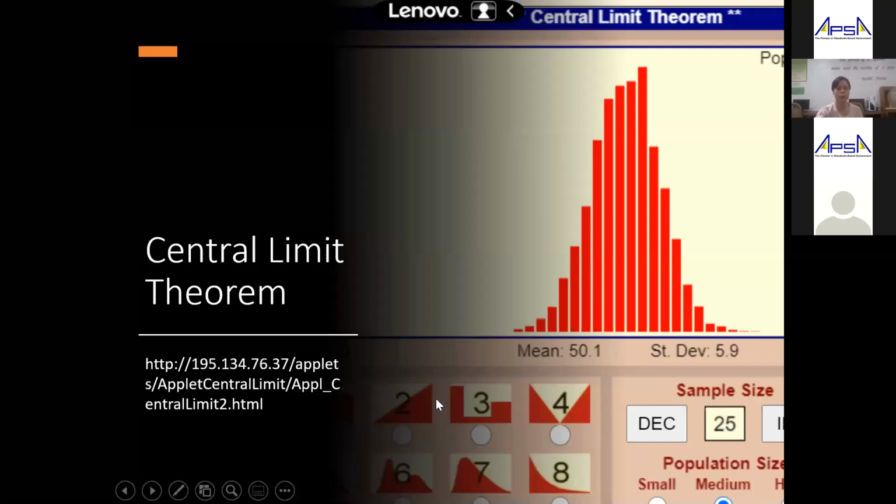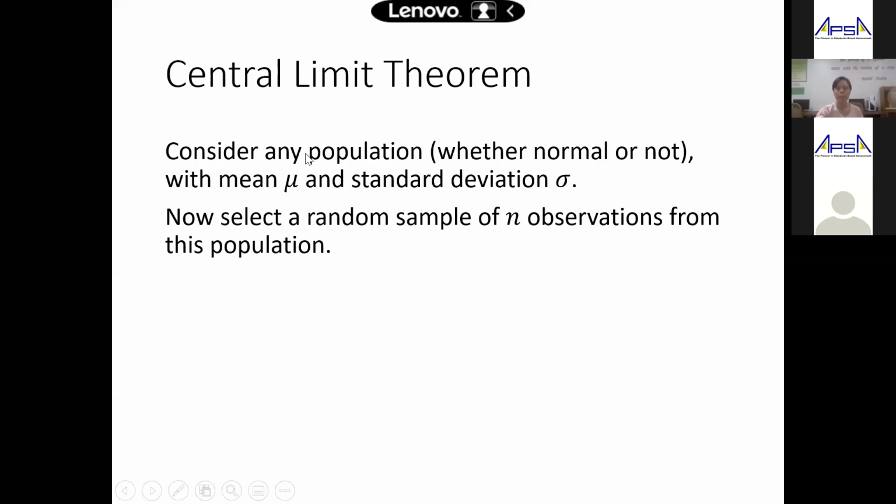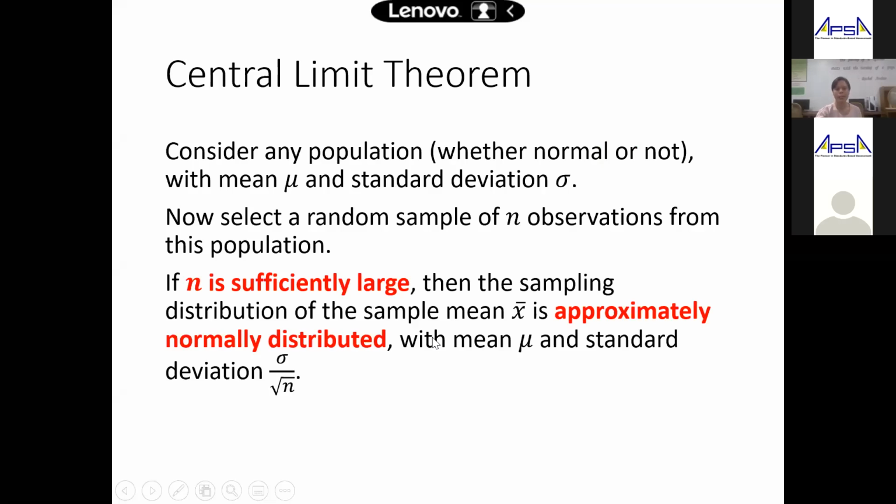Okay, you can explore on your own. So what did I just show you earlier? Okay, any population, whether normal or not, diba nakita nyo whether kahit yung pantay lang yung uniform, yan. If you select n observations from this population, yung sample mean niya, medyo nagkukumpul-kumpul lang din. Okay? If n is sufficiently large, then the sampling distribution is approximately normally distributed. So with mean, mu, and standard deviation, sigma over square root of n.